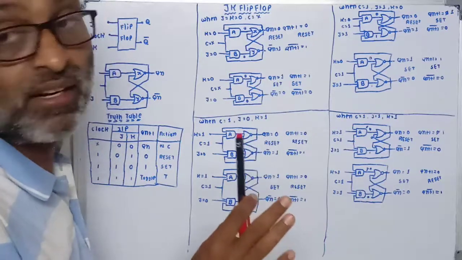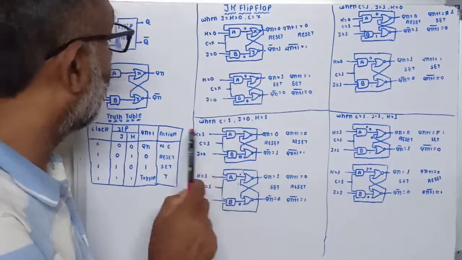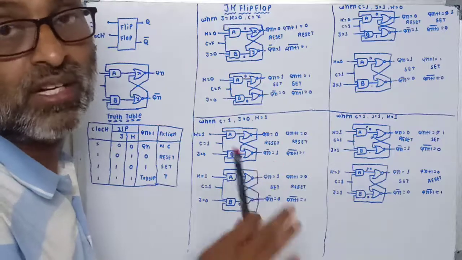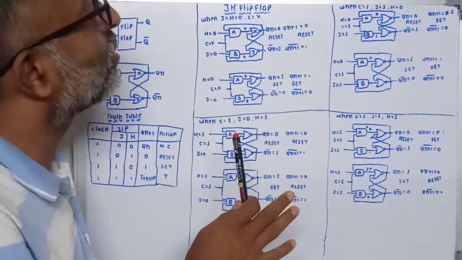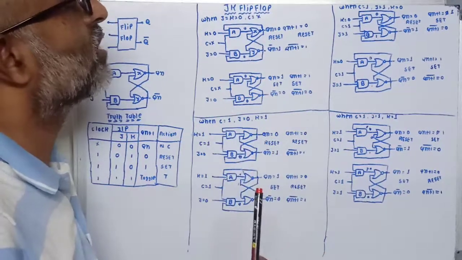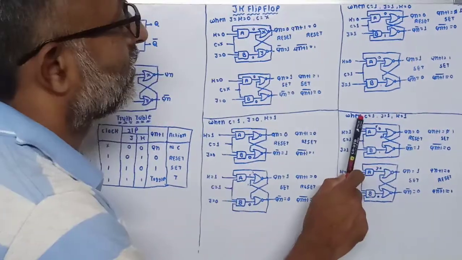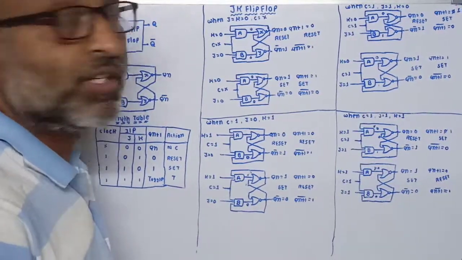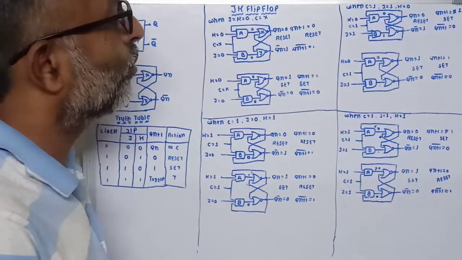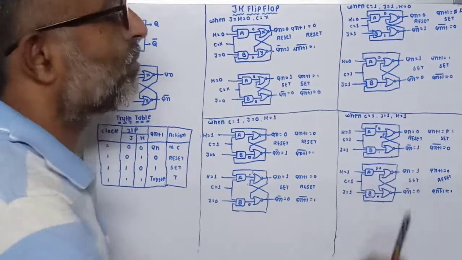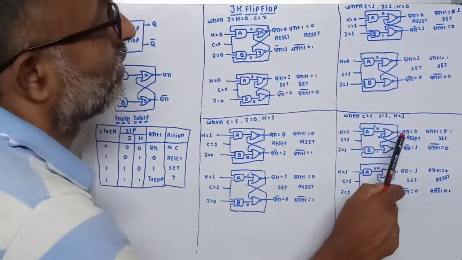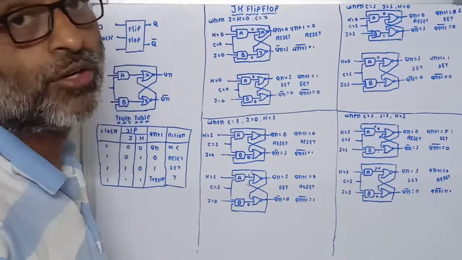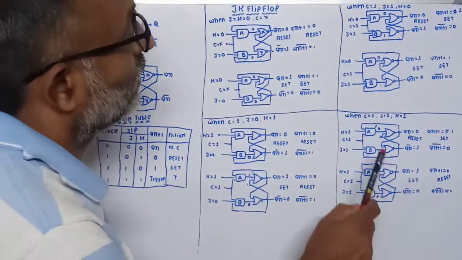in set condition. So here we can say that when C is equal to 1, J is equal to 1 and K is equal to 0, our flip-flop remains in set state. Now when C is equal to 1, J is equal to 1 and K is equal to 1, initially our flip-flop is in reset condition. That means Qn is equal to 0 and Qn bar is equal to 1.